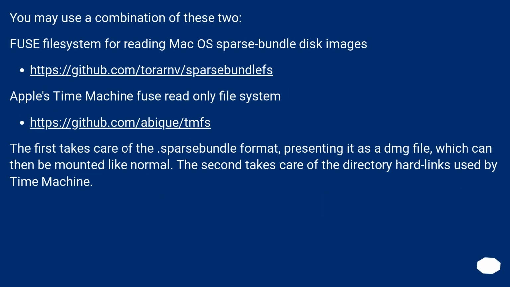You may use a combination of these two. A FUSE file system for reading Mac OS sparse bundle disk images, this URL. And Apple's Time Machine FUSE read-only file system, this URL. The first takes care of the sparse bundle format, presenting it as a DMG file, which can then be mounted like normal. The second takes care of the directory hard links used by Time Machine.